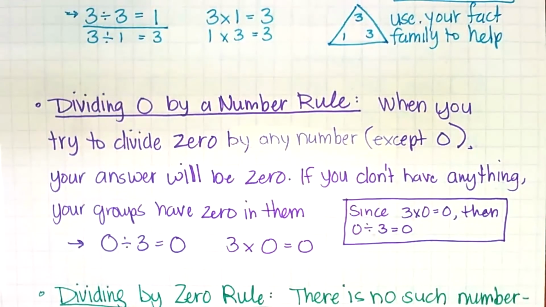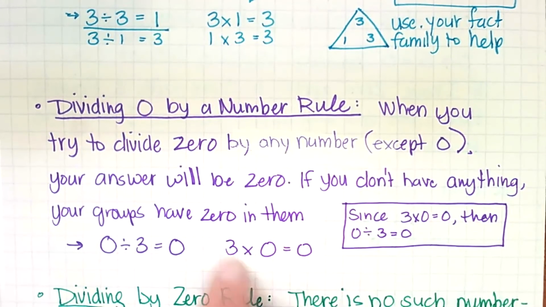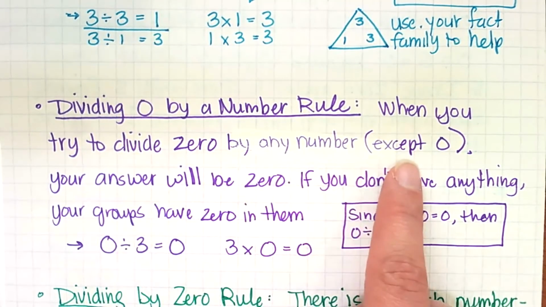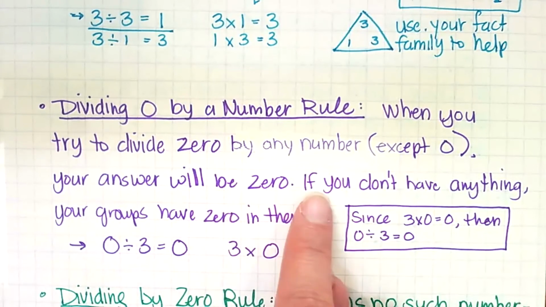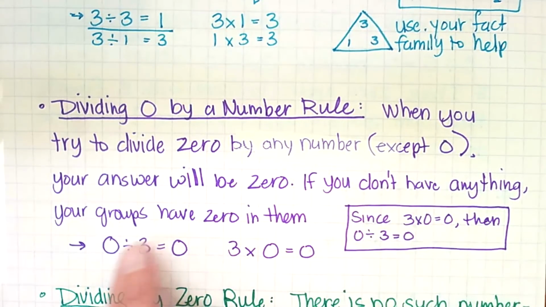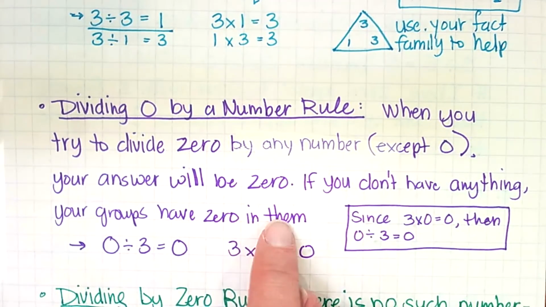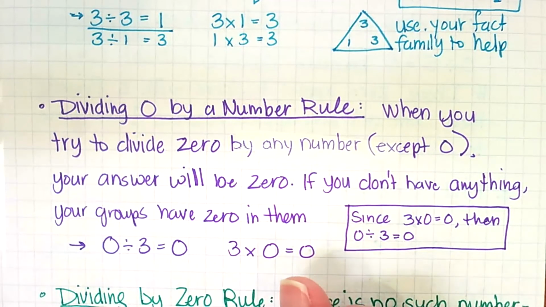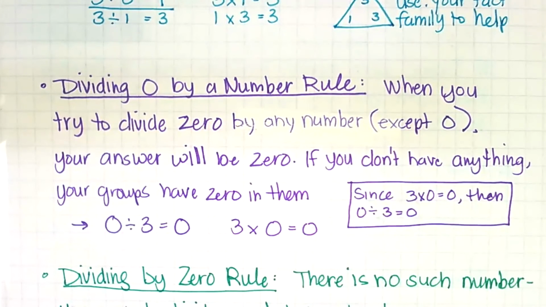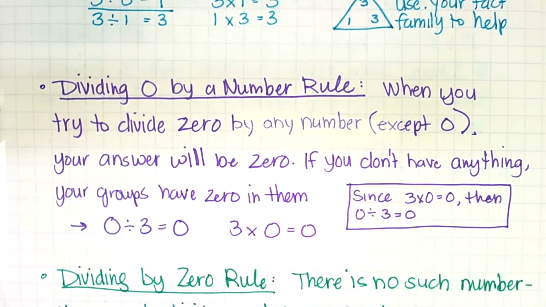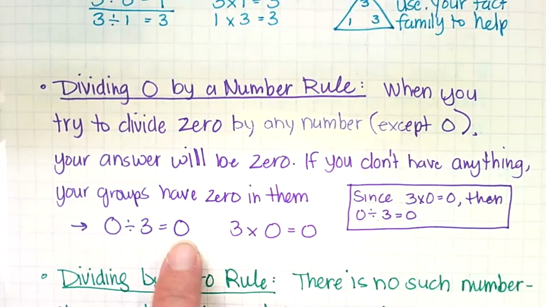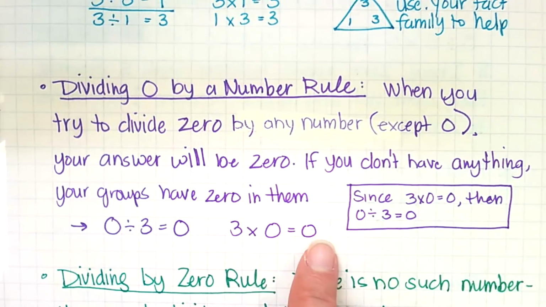Next, when we're dividing 0 by a number. So when you try and divide 0 by any number except for 0, your answer will always be 0. If you don't have anything, your groups have 0 in each one of them. So if I have no cookies to share with my friends, it doesn't matter how many friends I have, none of them are going to get any cookies. So 0 divided by 3 is 0, just like 3 times 0 is equal to 0.